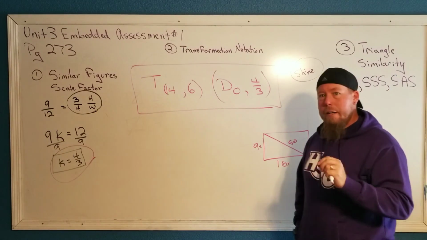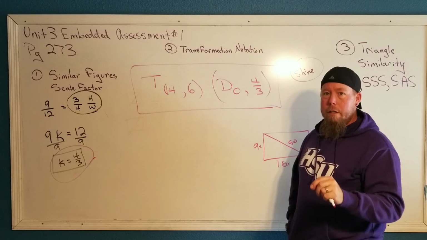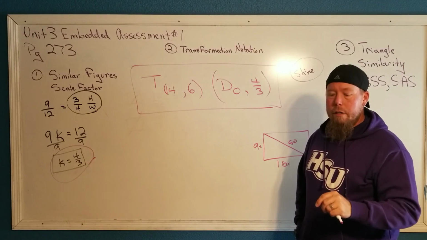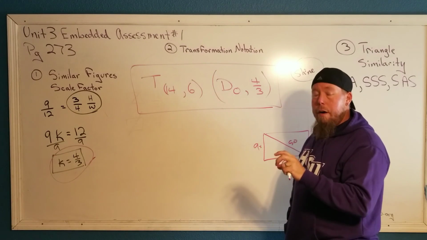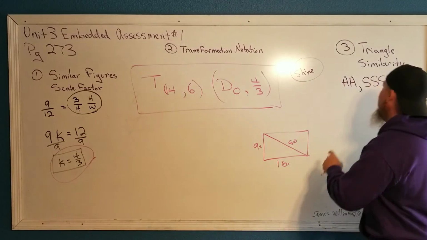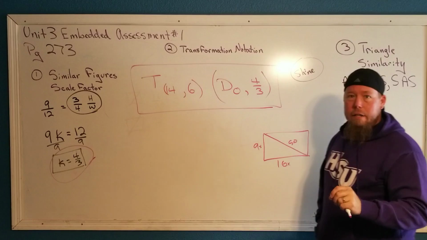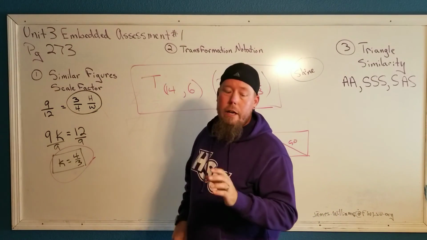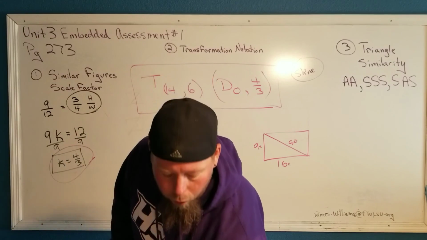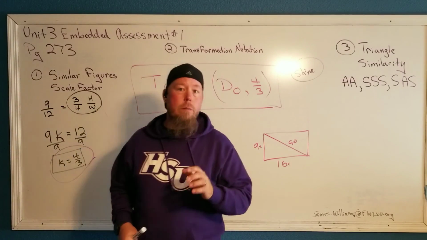What they're asking about is how do you prove that the two monitors are similar given those two triangles? Remember, this embedded assessment is going over the stuff that was in the prior unit, and in the prior unit, we did triangle similarity criterion. Very similar to congruence criterion. However, with the similarity criterion, all we're looking at is what makes these two triangles similar.